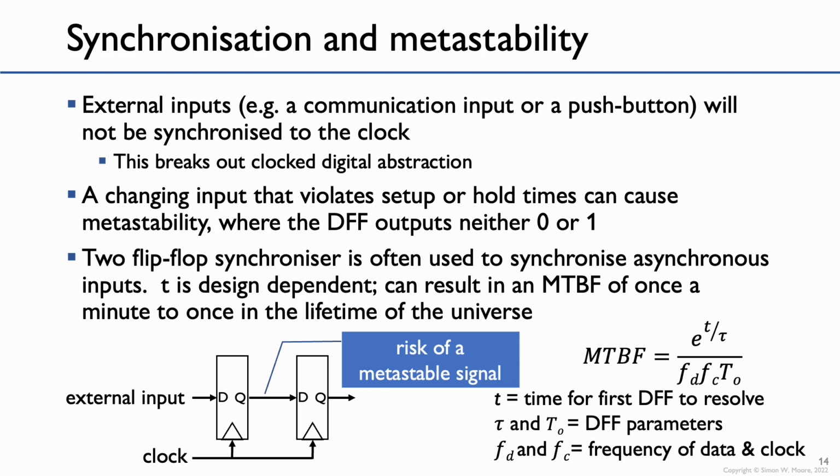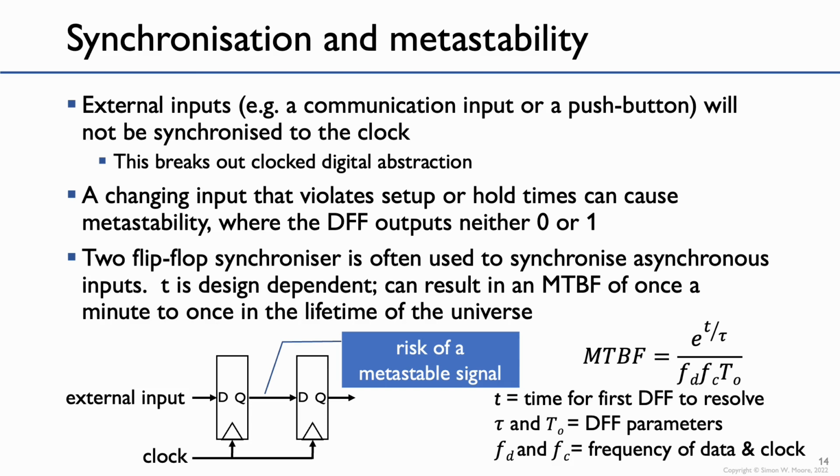So T is the time for the first D flip-flop to resolve. TAU and T0 are parameters of the D flip-flop design, exactly how the transistors are constructed and so on. And those determine how quickly the D flip-flop will attempt to settle into either a 0 or a 1 state. FD is the frequency of the data, and FC is the frequency of the clock. So obviously, looking at this equation, if the frequency of data change is very low, then that helps.